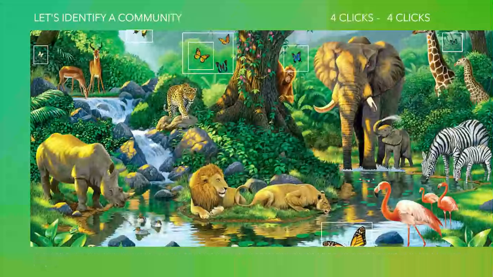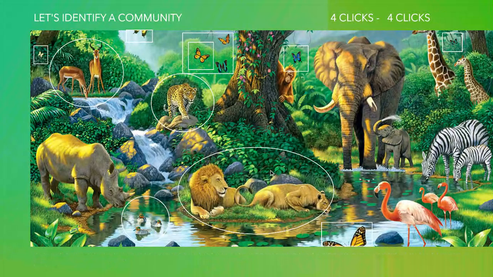Now let's identify a community. A community is these lions right here drinking by the water, or these ducks in the water and the gazelles drinking from the waterfall. A community is a bunch of different animals living in the same area.